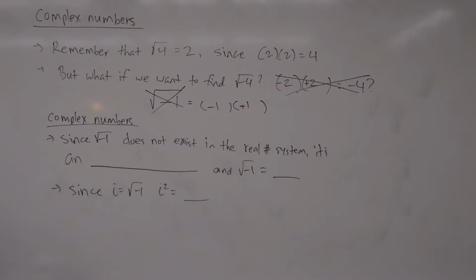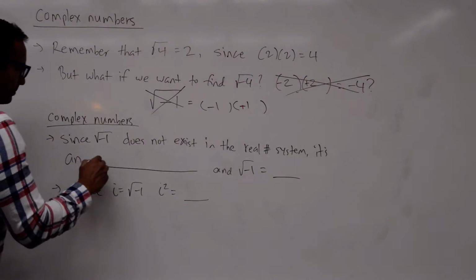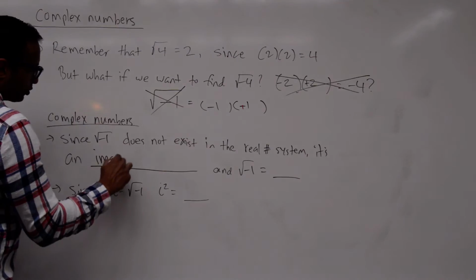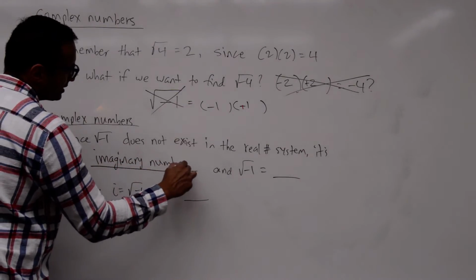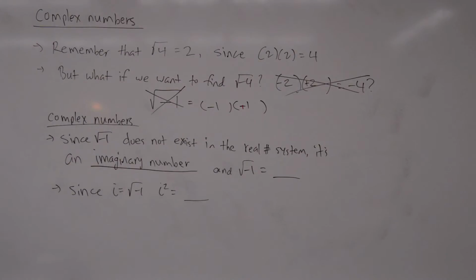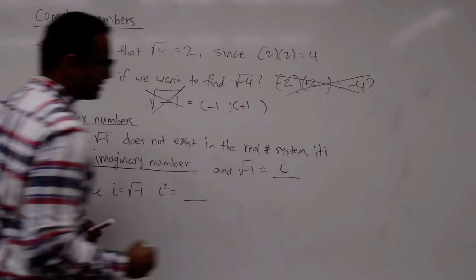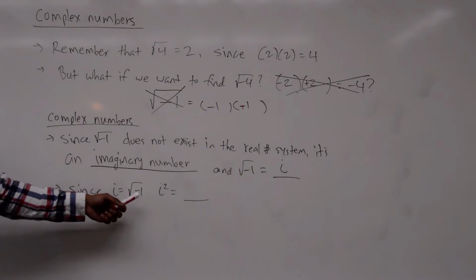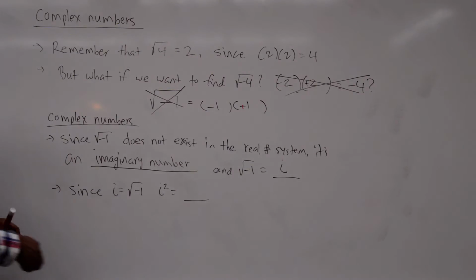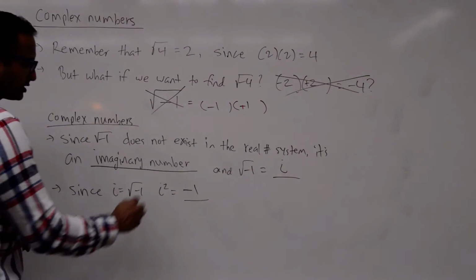Since the square root of negative 1 doesn't exist in the real number system, this is an imaginary number. The square root of negative 1 is an imaginary number since it doesn't exist in the real number system. The square root of negative 1 is written as i. i is the imaginary number. Now, since i is equal to the square root of negative 1, we can say that i squared is equal to negative 1. This is important.